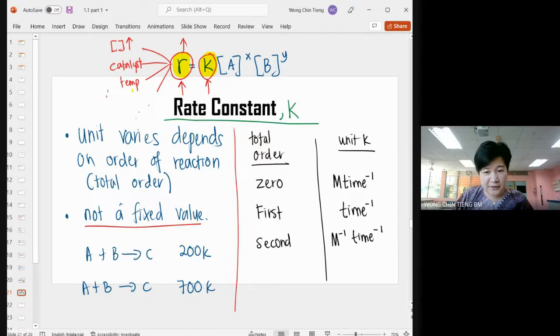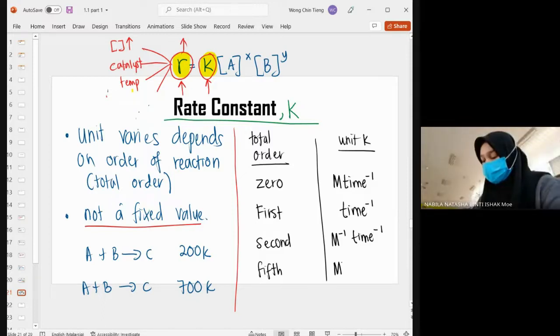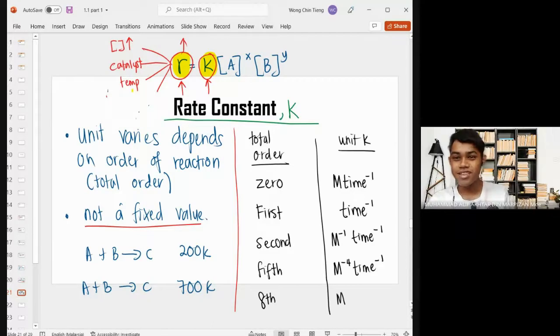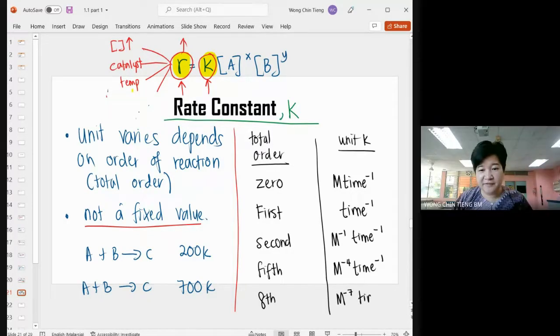Okay. What happens if it is fifth order? Nabila? Molar -4, time -1. Molar negative 4, time negative 1. What happens if it is eighth order? Alif? Molar -7, time -1. Perfect. Can you see the trick?